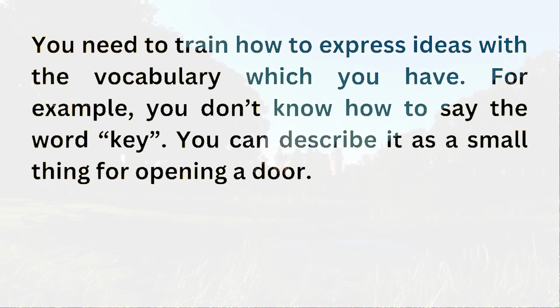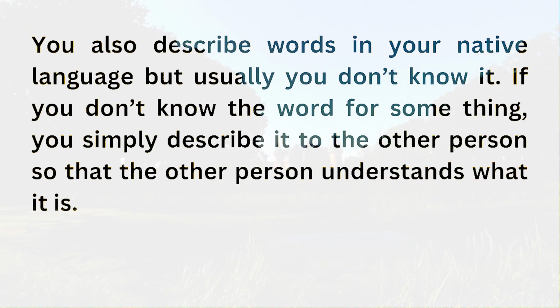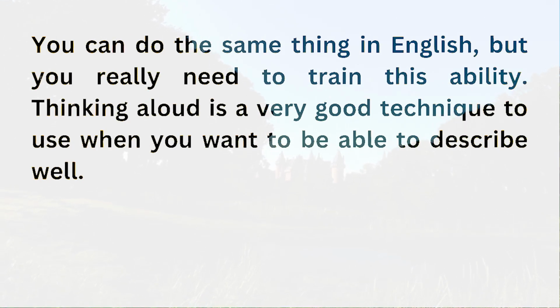For example, you don't know how to say the word key. You can describe it as a small thing for opening a door. You also describe words in your native language, but usually you don't know it. If you don't know the word for something, you simply describe it to the other person so that the other person understands what it is. You can do the same thing in English, but you really need to train this ability.